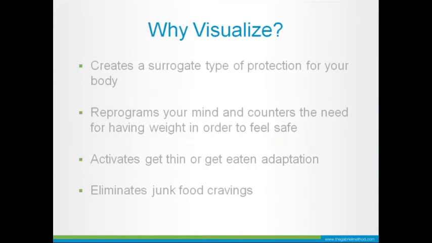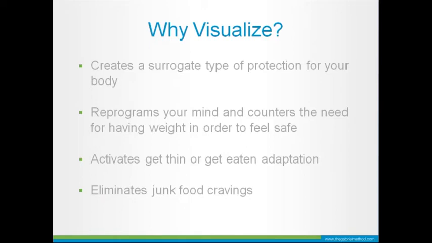We also use visualization to help create a surrogate type of protection for your body, so your body doesn't feel like the weight is protecting you. So if you've got emotional obesity, for example, and you use a column of light or angel wings around you, that visualization will reprogram in your mind the need for having weight in order to feel safe. You've got another form of safety protecting you or communicating to you that you are safe and protected. So that's something we've talked about also over the last couple of months.